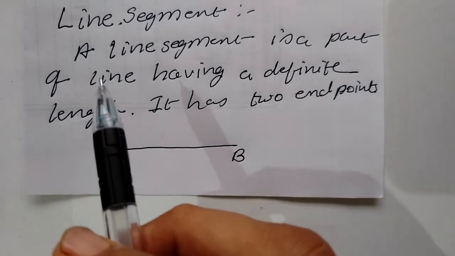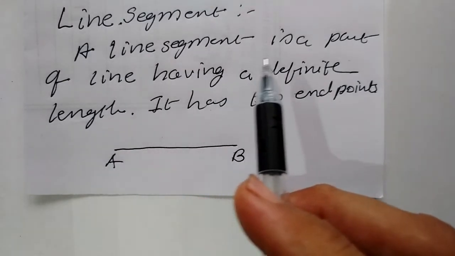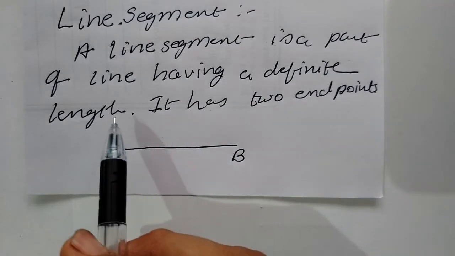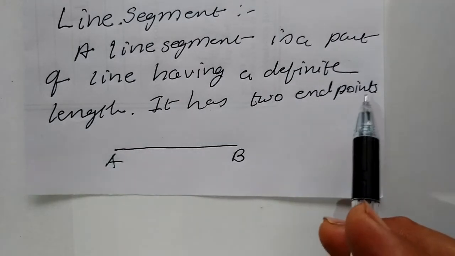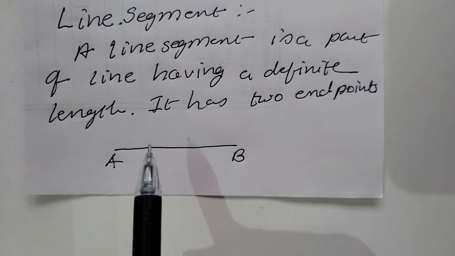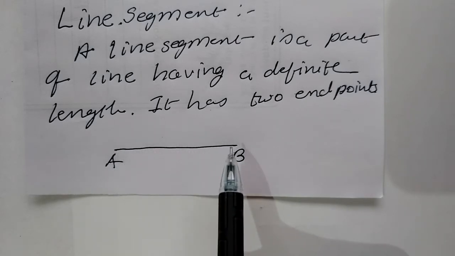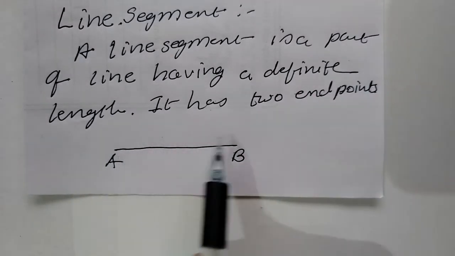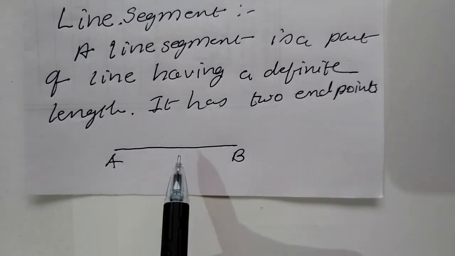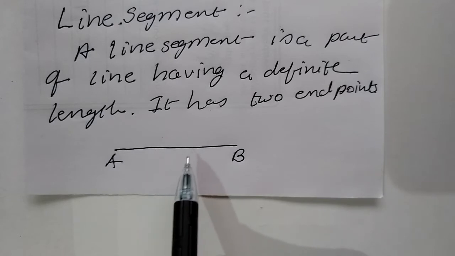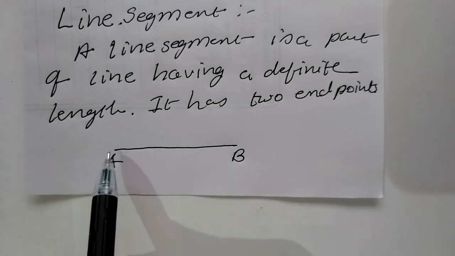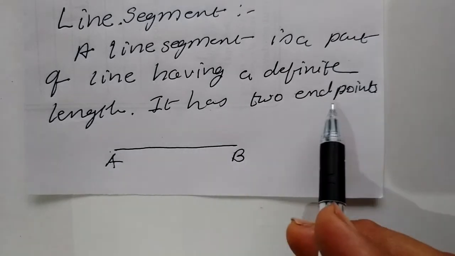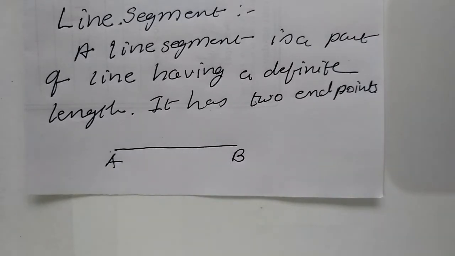Now the third definition: a line segment is a part of a line having a definite length. It has two endpoints. So children, what is a line segment? It is a part of the line having a definite length. Children, the length must be given. It may be 5 centimeters, 5 kilometers or 5000 kilometers. But we can say that it has a definite length. Also, it has two endpoints. Okay, children.